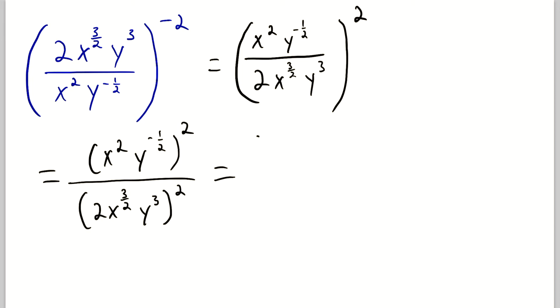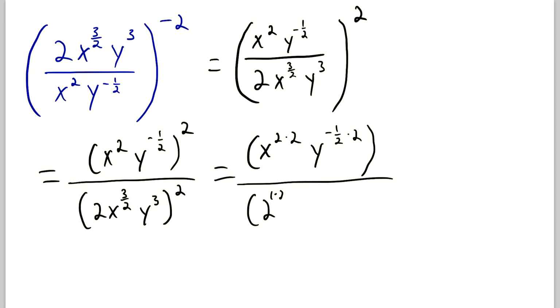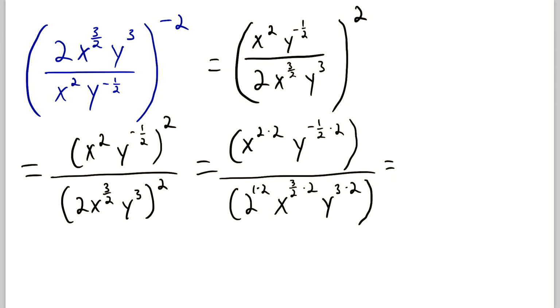So this is going to be equal to x to the power of 2 times 2 times y to the power of -1/2 times 2 divided by 2 to the power of 1 times 2 multiplied by x to the power of 3/2 times 2 multiplied by y to the power of 3 times 2, and close that parenthesis. So now this is equal to x to the power of 4 multiplied by y to the power of -1, and all of this is divided by 2 to the power of 2 multiplied by x to the power of 3 multiplied by y to the power of 6. And we got that by just multiplying out these exponents.